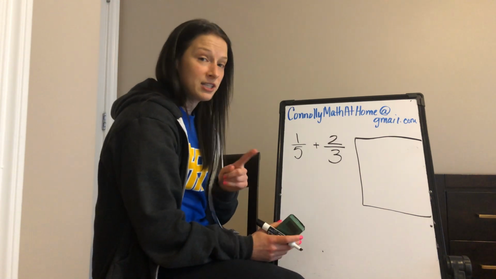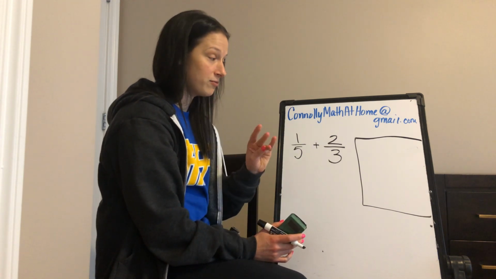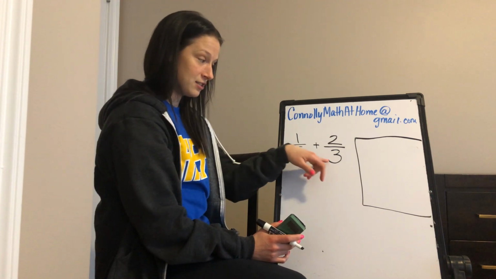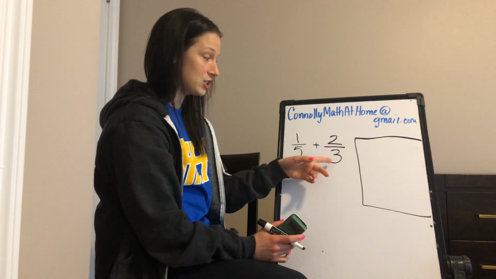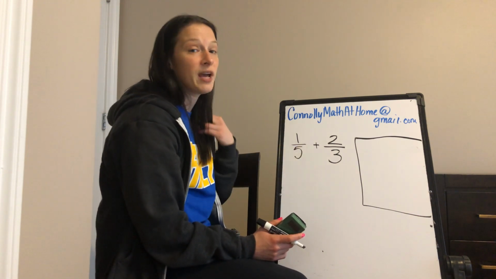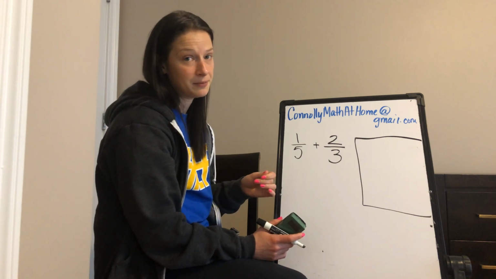Now, last time I only had to change one fraction because I knew that I could make an equivalent fraction with fourths, but this time I can't change fifths to thirds, that's not going to work, and I can't change thirds to fifths by multiplying by a whole number. So we have to think about what multiple they have in common.